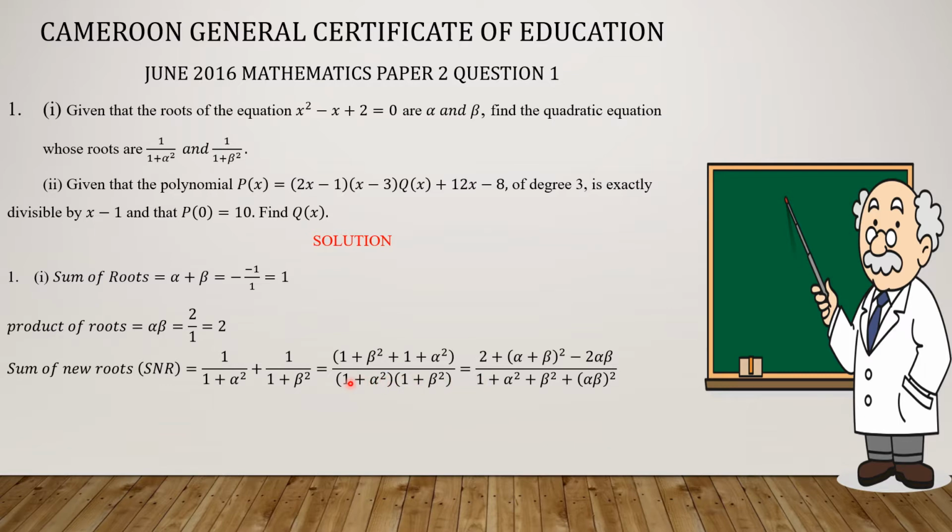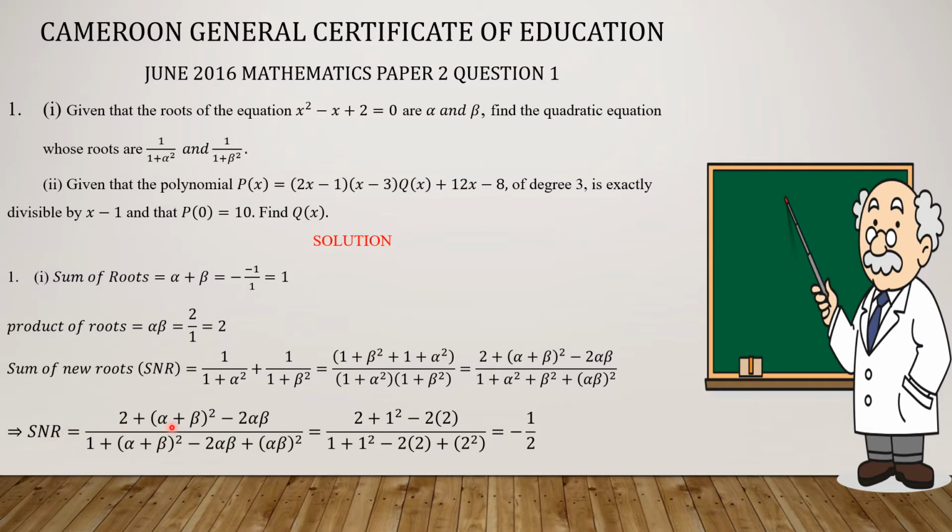below, we have 1 plus alpha squared plus beta squared plus alpha beta all squared. Now again, alpha squared plus beta squared is alpha plus beta all squared minus 2 alpha beta. So we have our sum of new roots as this, and substituting our values for alpha plus beta and alpha beta, we now get negative half.